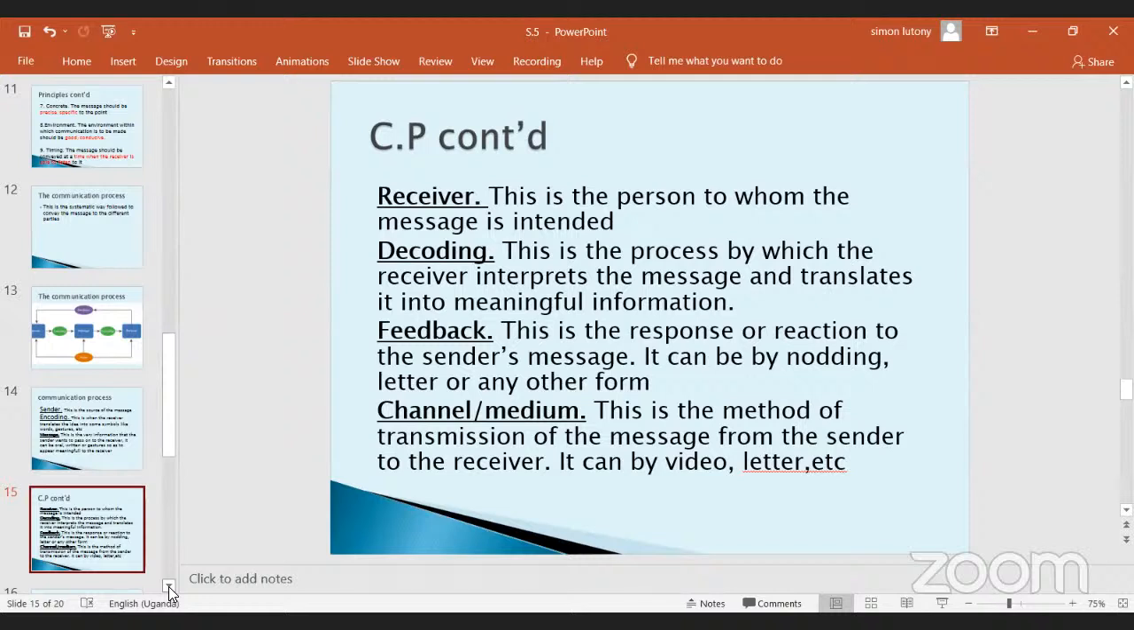How is the message going to move from the sender to the receiver? What are you going to use? Are you going to write a letter? Are you going to record a video? Or you're just going to use your hands, movement, body language? So that becomes a channel or a medium of communication. Some people just use phone calls. So if you use a phone to reach out to the receiver, still that becomes a channel because it is what helps you transmit the message to the intended person.